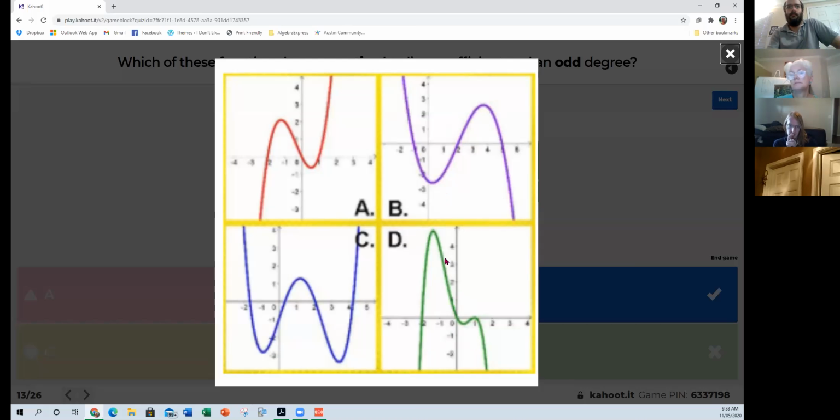Oh, so when you said odd degree, you're saying not odd. Because I was thinking odd, it goes through the origin. Right, odd degree is different than being an odd function. Okay, I still need to watch that. Right, yeah.